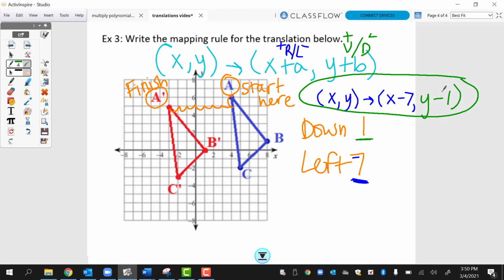So when you're doing these questions, make sure you're paying attention to how they want you to write the rule, and making sure that you're starting at the letter that does not have a prime. I do not need to count for every point, because if I figure it out for one of the points, they did the same rule for all the points. So I only need to pick the one letter to do it on.